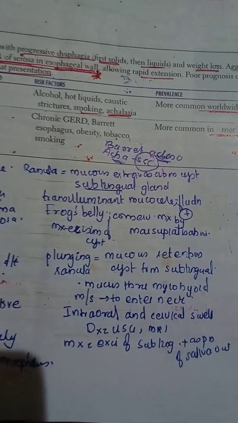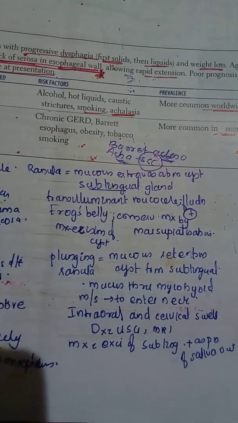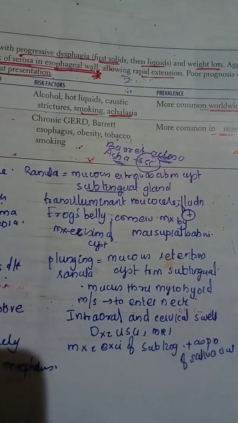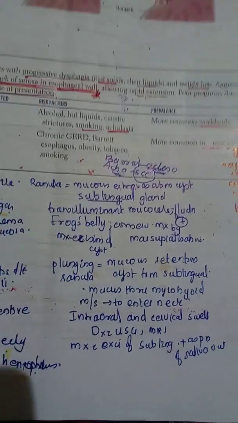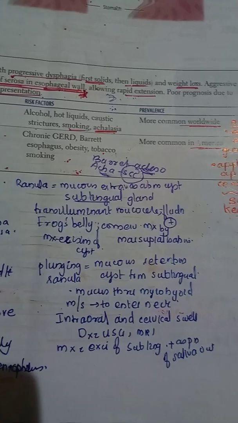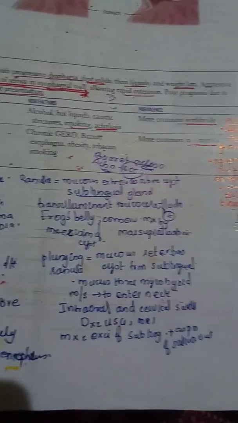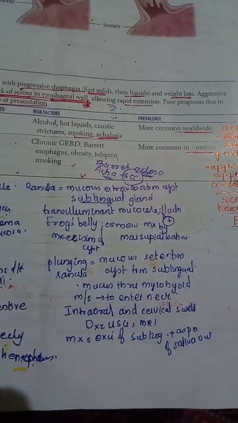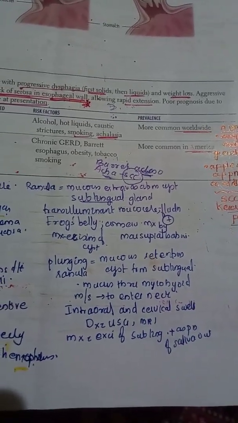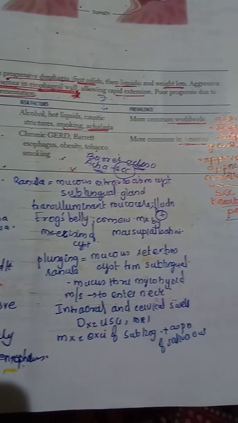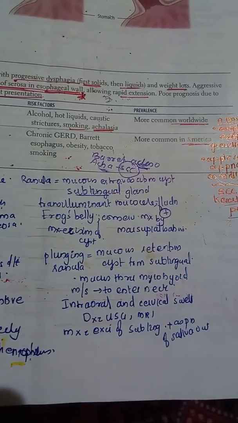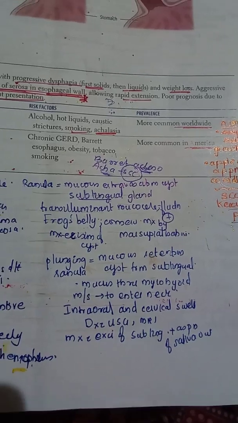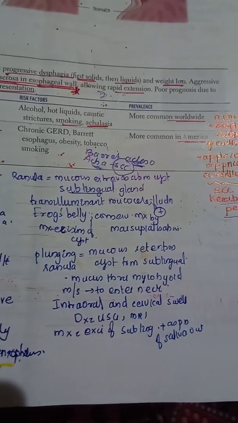Then ranula, just an addition. Ranula is a mucus extravasation cyst, most commonly seen in the sublingual gland. It is transilluminant. When you shine a torch, it is going to be brilliantly transilluminant. Then fluid is retained inside, so the fluctuation test is positive. It is also called a frog's belly because it looks like a frog's belly, no? It is conservatively managed by marsupialization. Definitive management is excision of the cyst.